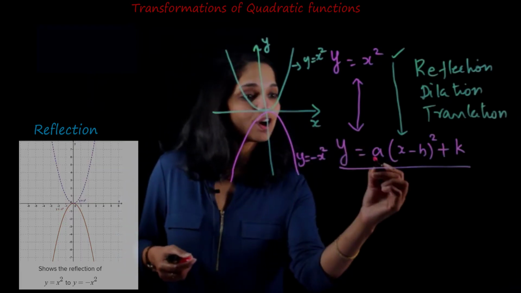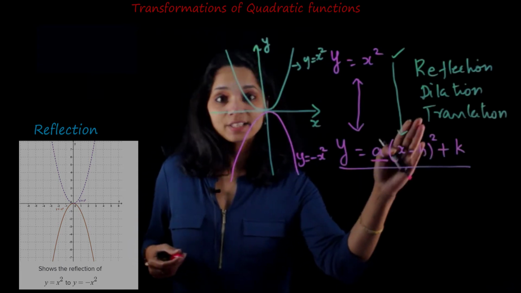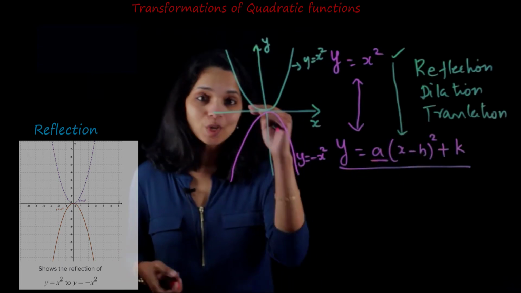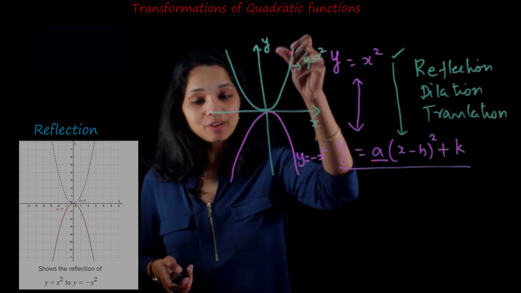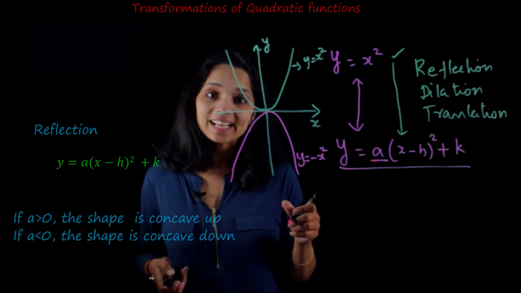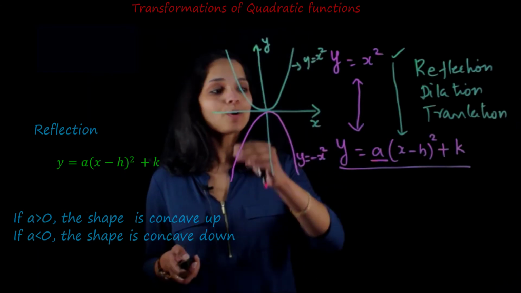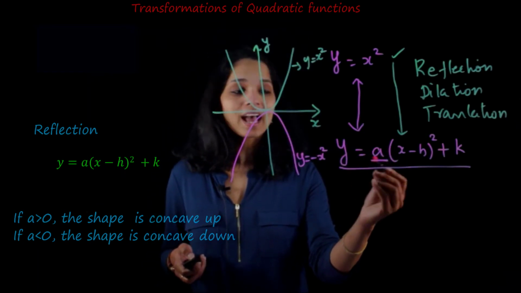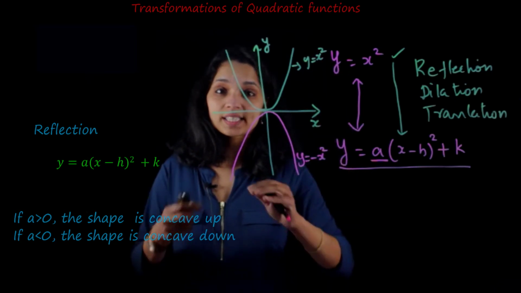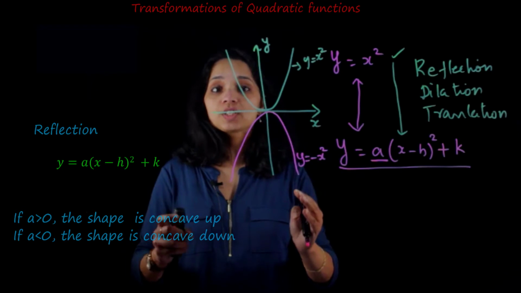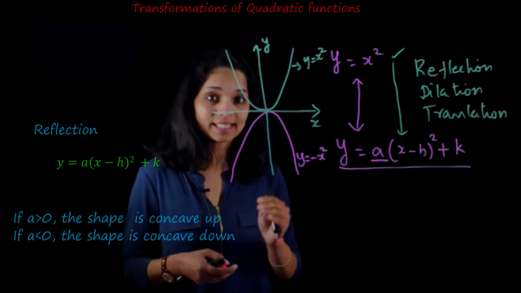So the sign of the variable a before the (x minus h) the whole squared determines whether it's concave up or concave down. If a is positive, it will be concave up, and if a is negative, it will be concave down. Even for y equals 2x squared and minus 2x squared, minus 2x squared is just a reflection of 2x squared about the x-axis. I hope that makes sense to you.